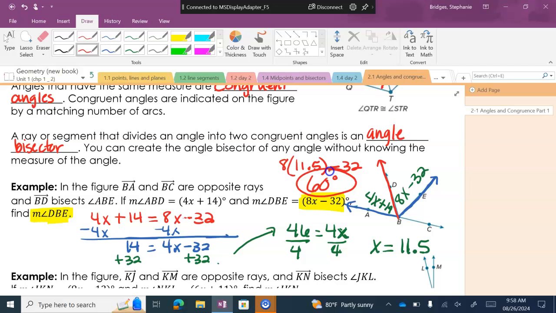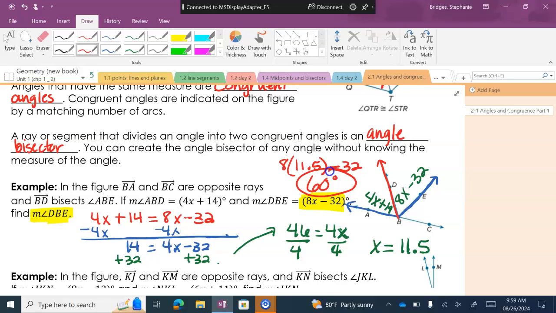Okay, congruent angles are angles that are equal to each other. So we had to set those equal. We knew they were congruent because it told me that ray BD, the red one, bisected the blue angle. That means it cut it into two congruent pieces. So I was able to set those two equal to each other, solve for x, and then I plugged that back in. I want you to try the last example.